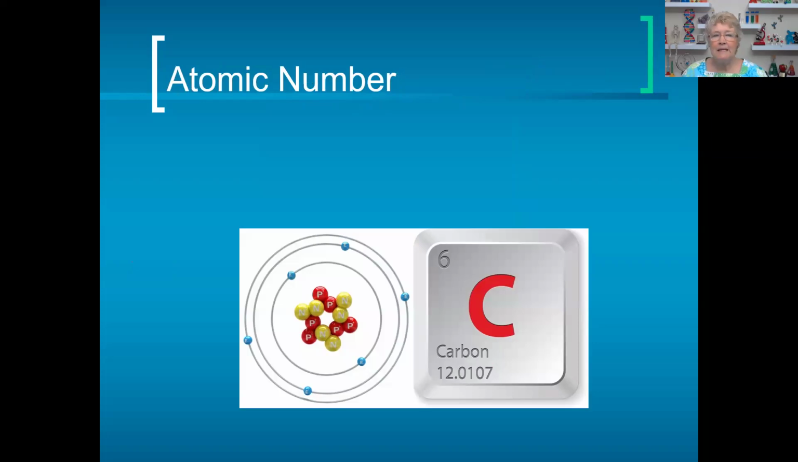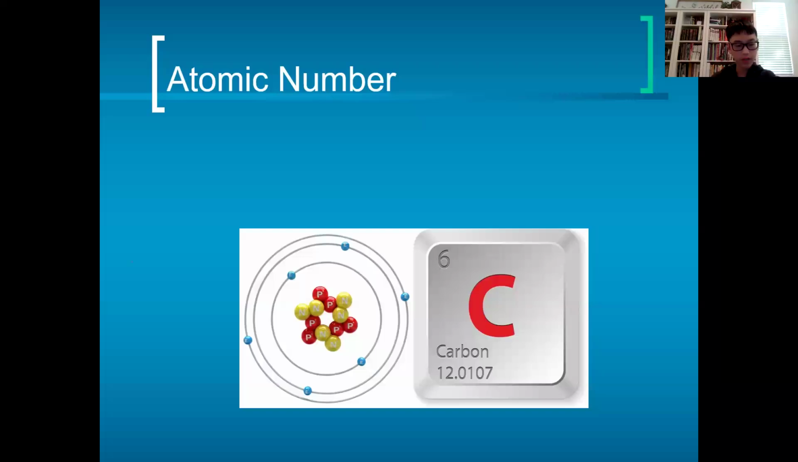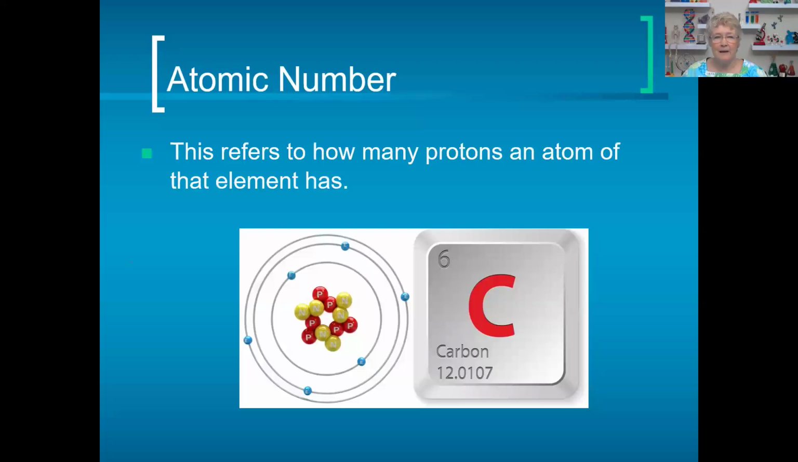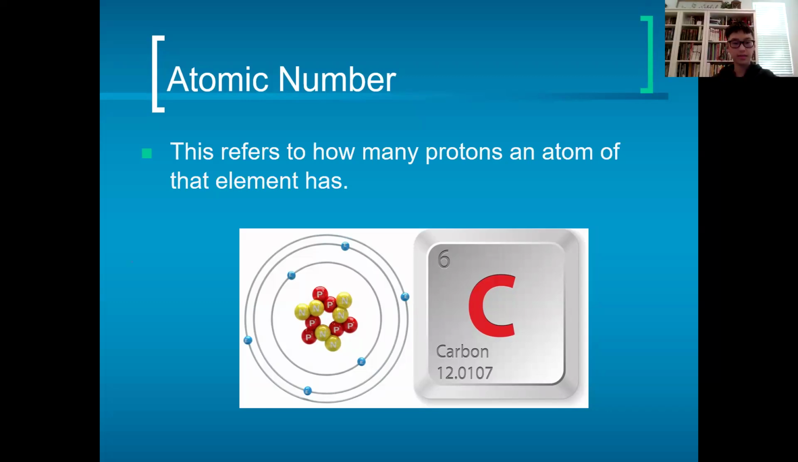So what is the atomic number of carbon? Mel? 6. Excellent. And what does the atomic number tell us? Josiah? The number of protons. Right. So which two elements have the same number of protons? That's a trick question. Josiah? None, because everything has a different amount. Right. No two elements have the same number of protons.